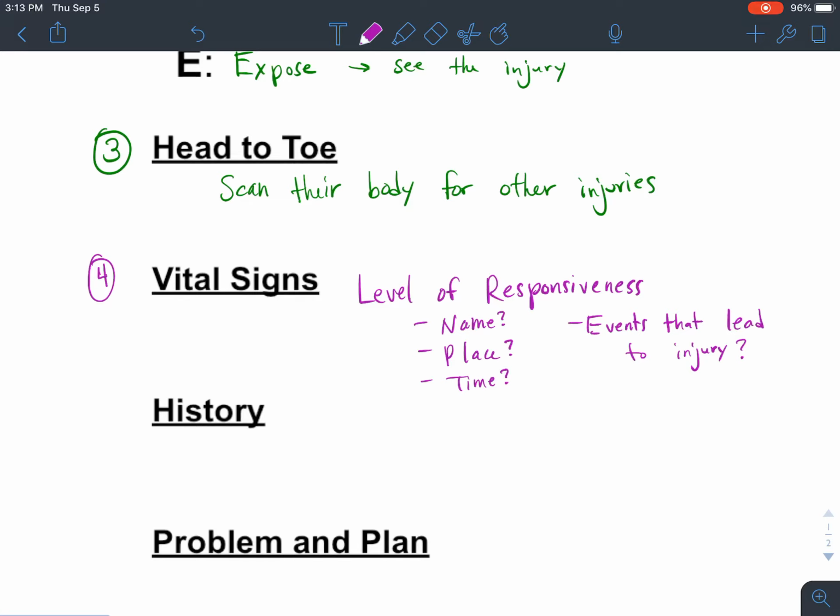So as an example, someone that gets a concussion, they actually can't do all of these things. They sometimes can't remember what caused the injury. Sometimes they don't know what time it is or where they are or even their name.